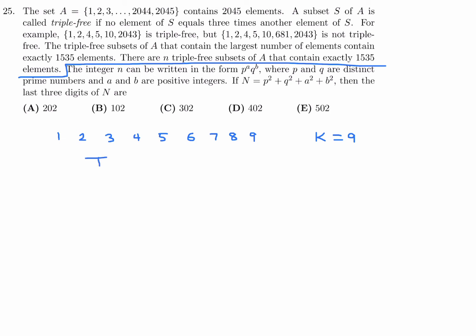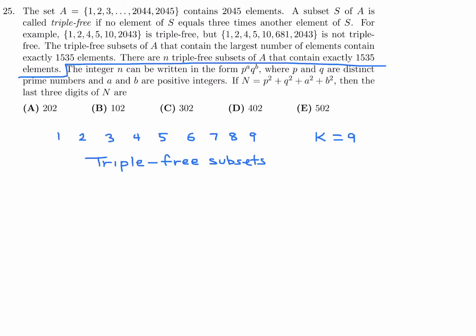Now my goal is to find triple free subsets. Triple free subsets, from the definition, are basically subsets where no element is 3 times another. So for example, I can't put 3 and 9 in a subset because 9 is 3 times 3. So I've got to make subsets that are triple free.